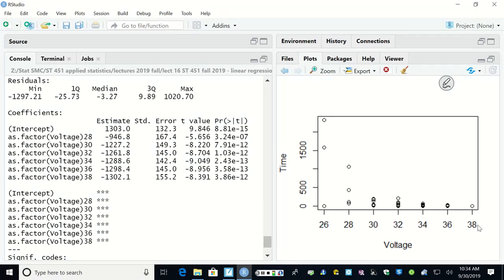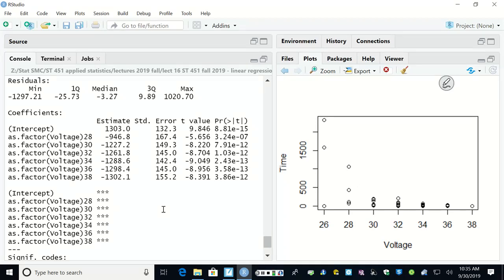So the average prediction for 26, right, is going to be this 1303. But each one of these others is some smaller value down from that, right? And here at the end, it's almost 0, right? So it'd be 1303 minus the 1302. It's just barely 1 second that it's lasting at that voltage.